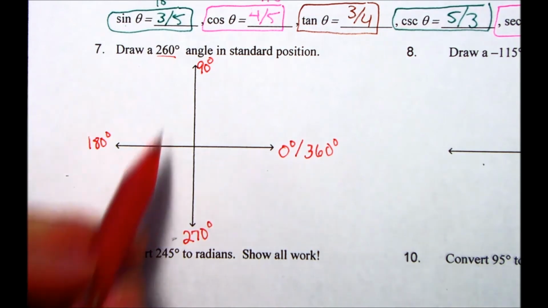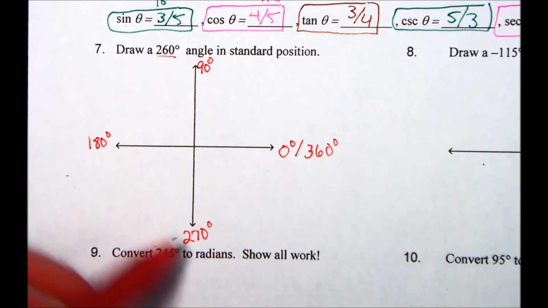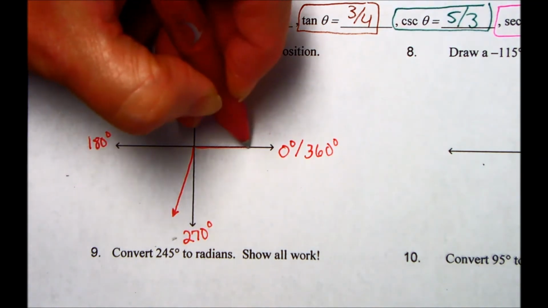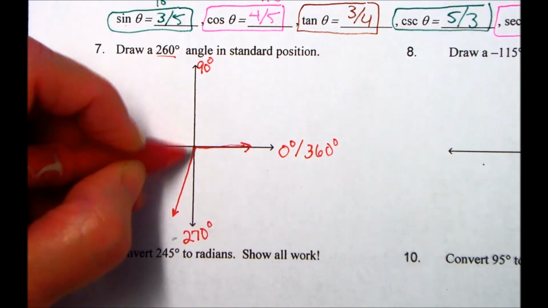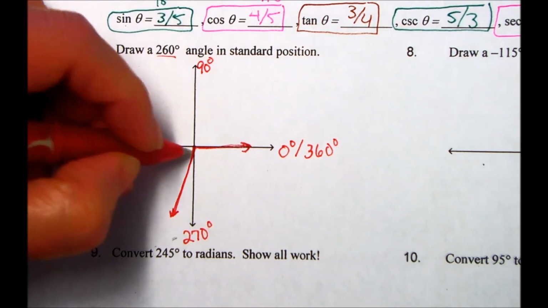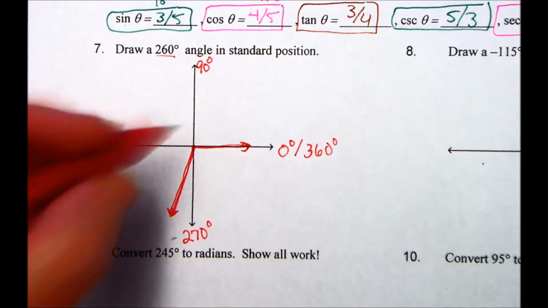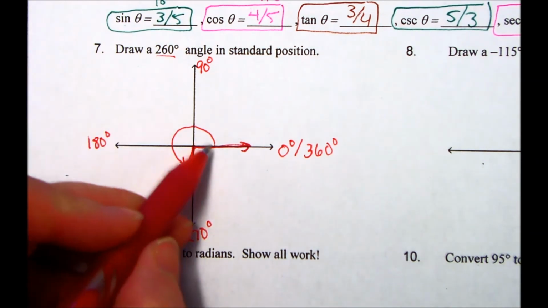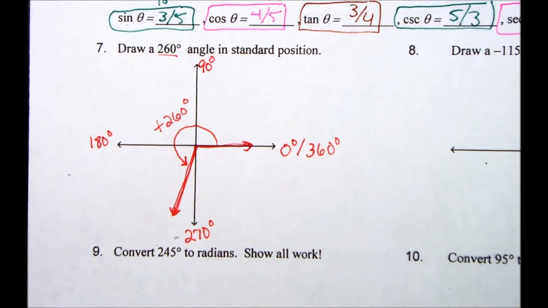So if I'm going 260, if I'm looking at these numbers, well, 260 is just a little bit shy of the 270. So I want to end up about here. Your initial side is always starting from the center and pointing towards 0. So you have to have both sides of your angle, the initial side and the terminal side, but you also need to show what direction this is rotating with the arrow. So I'm going to just start here and go around and put my arrow there. So that's showing that it's a positive 260 degree angle. Okay, that's all you need to do for 7.